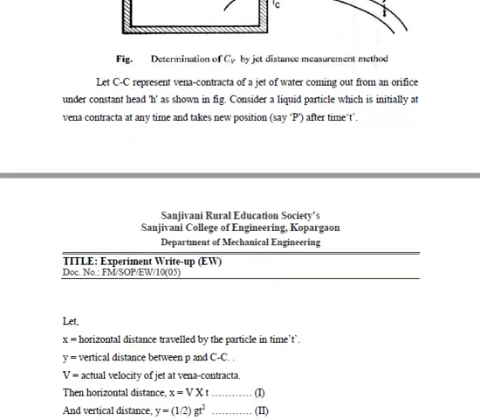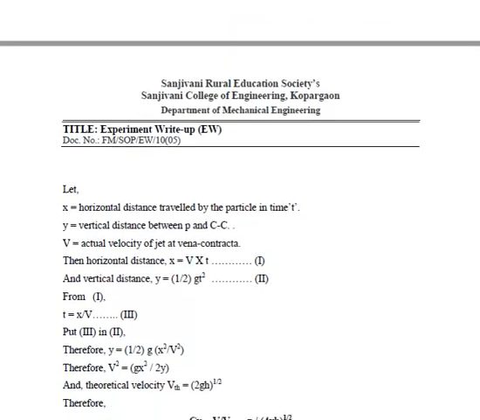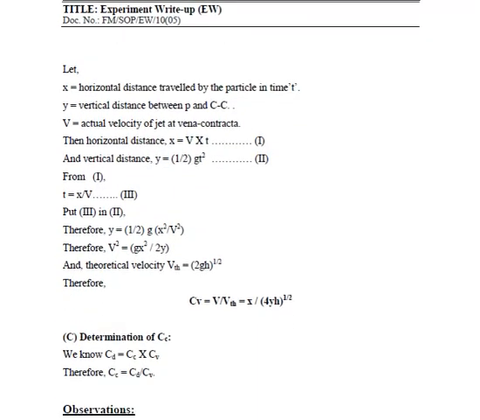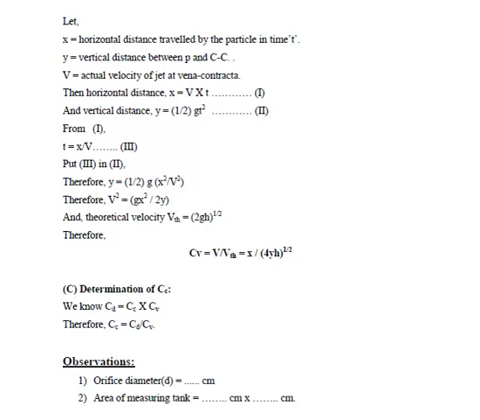Now these terms I have already explained to you. Again I will repeat. Now what is x? X is nothing but the horizontal distance travelled by the particle in time t. Y is the vertical distance travelled between P and C. P means the particle, and the vena contracta C, vertical distance. And V is the actual velocity of the jet at vena contracta.